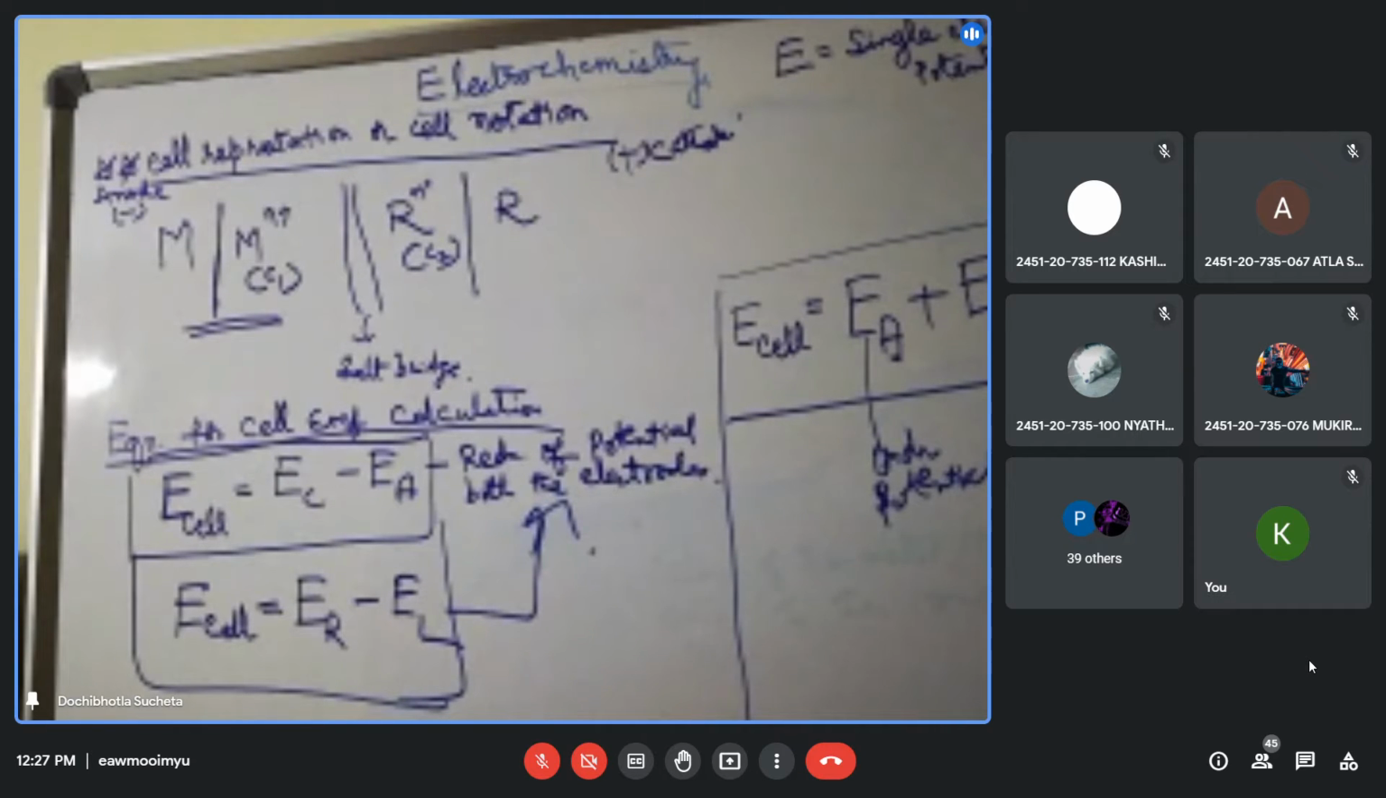Okay. And anytime I want to show that a particular electrode is acting as anode and a particular electrode is acting as cathode, I'll always give the cell representation or cell notation: M/Mn plus C1 // Rn plus C2/R is the cell notation, which is the simplest way to express which is acting as anode and which is acting as cathode. And we know that by default, anode is always on the left-hand side and cathode is on the right-hand side. Okay. Is the point clear? Now I'll go ahead.